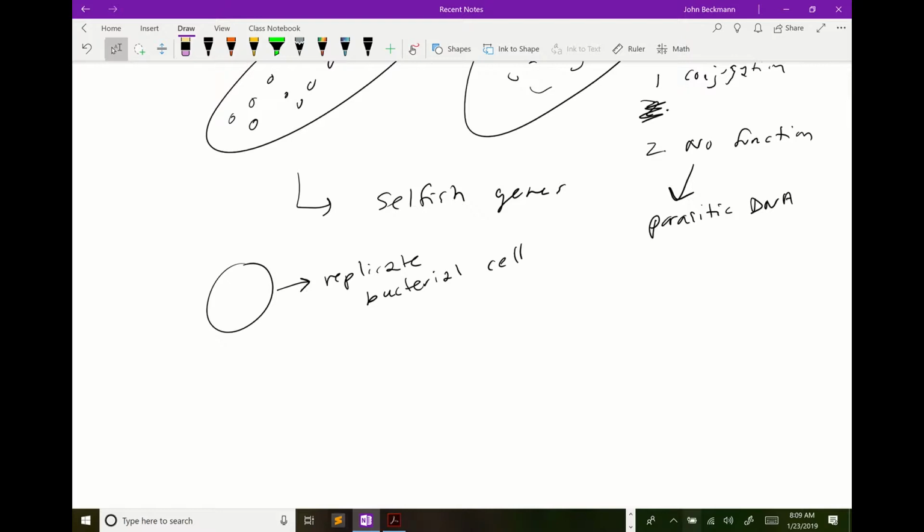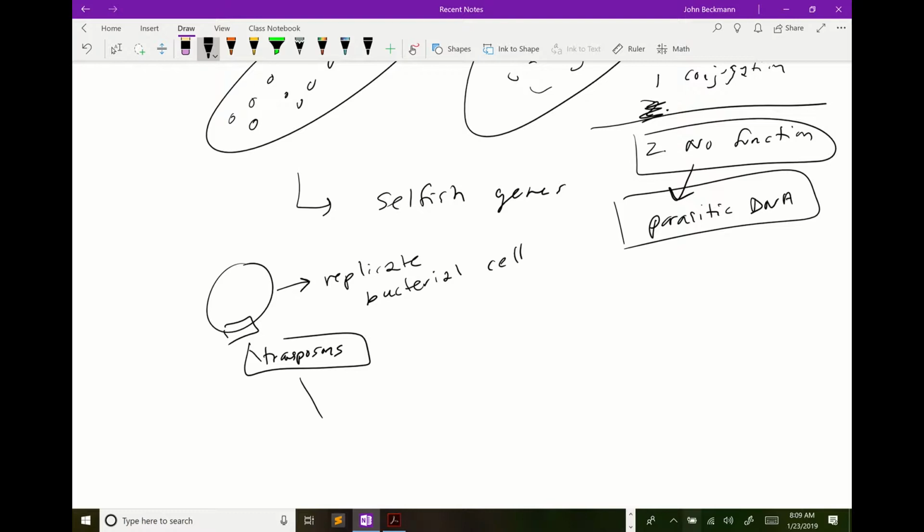The plasmid might be filled with transposons, things that only care about themselves. The transposons only care about replicating their own gene. They don't necessarily have any serviceable function in the bacteria. So sometimes you'll find plasmids with no function. They're just parasitic DNA, and they've figured out a way to utilize the host almost like a virus to replicate the plasmid genome. Does that make sense? So there isn't always a reason for plasmids.